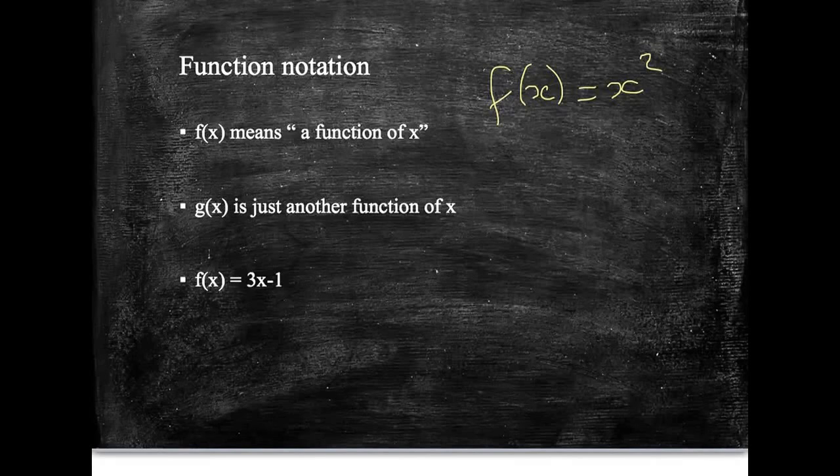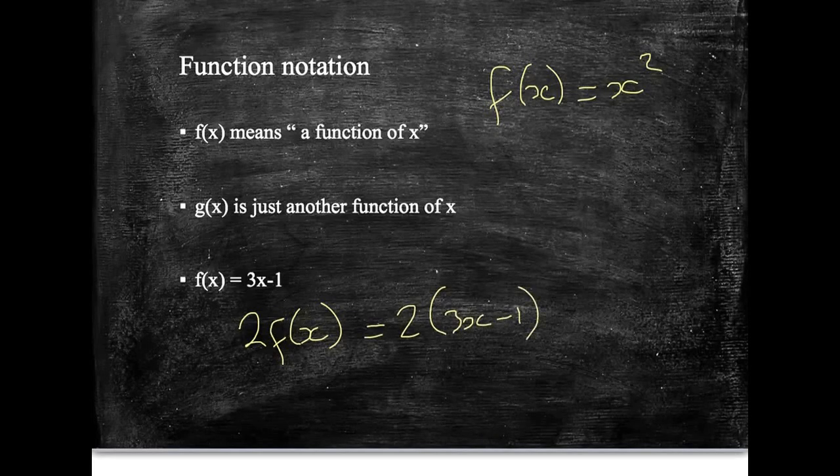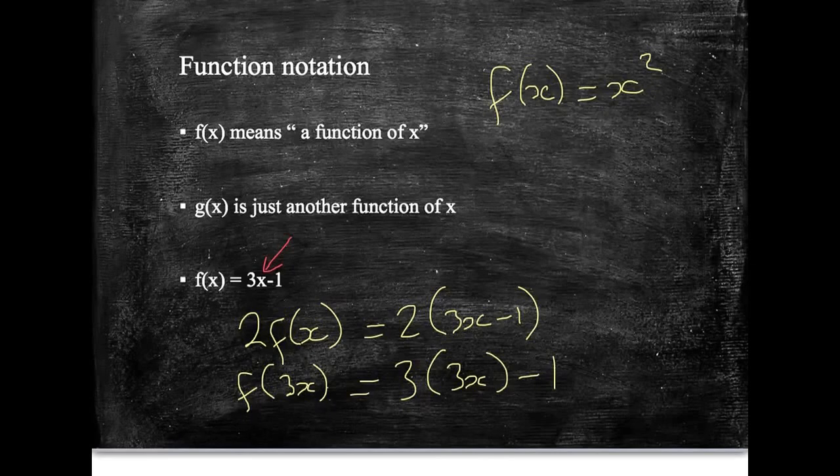It's just another function. And if I show you this one, if I said f of x is equal to 3x minus 1, what if we did something like 2 f of x? It just means we're doubling f of x. So in this case, it would be 2 lots of 3x minus 1, which you could expand out. If we had f of 3x, it means every time you see an x, well, we've got an x here, we're going to replace it with 3x. So this would become 3 lots of 3x minus 1.